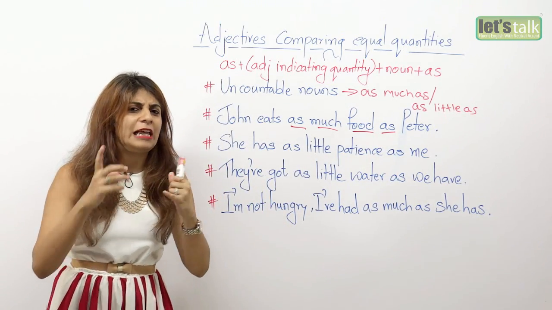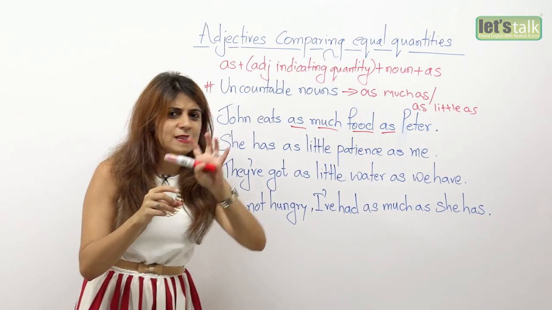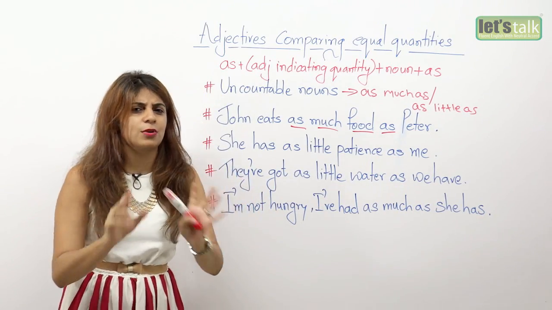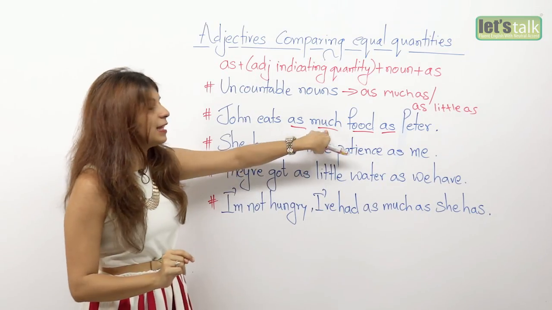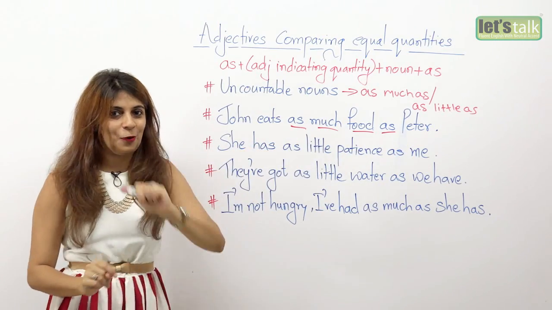Well, you can't really count food, can you? Oh, this is 1, this is 2, this is 3. We can't do that. Food is uncountable. So you're using the adjective much, right?